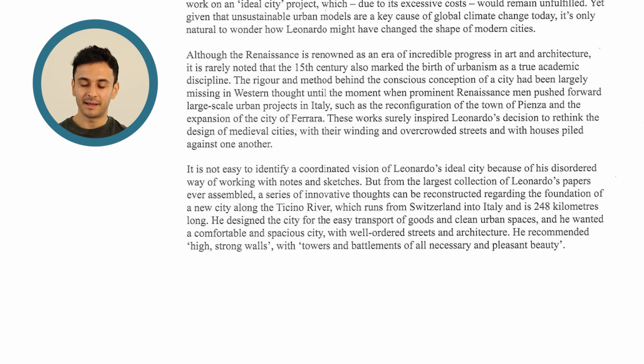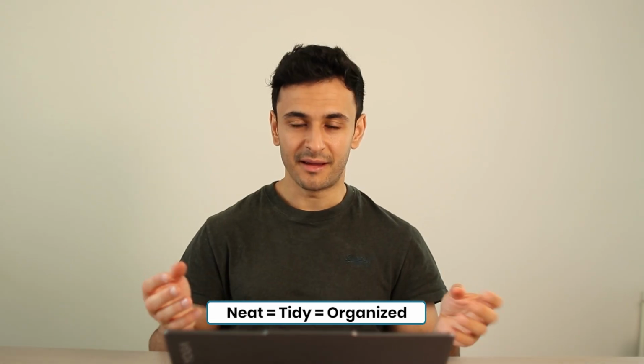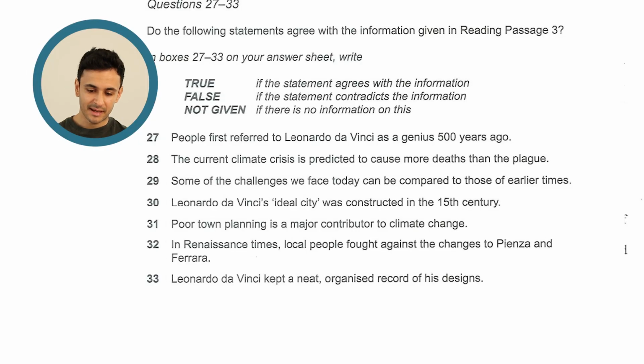The opposite here is disordered. If I say it's neat, it means that it's in a tidy state. It's in an organized state. When you tidy up your room, you organize it, you make it look neat. The opposite of that is disorder. So Leonardo da Vinci wasn't very organized, because he was drawing sketches here and there. So it was not neat. So I already have that information. I'm gonna say it's false. Leonardo da Vinci kept a neat, organized record of his designs. The first sentence of that paragraph tells me the opposite thing, so it's straight away false.